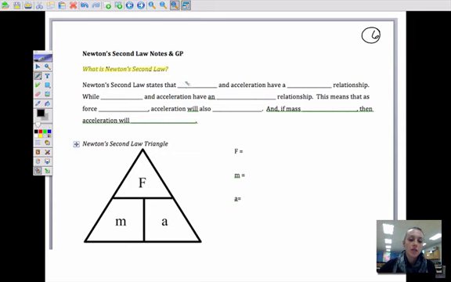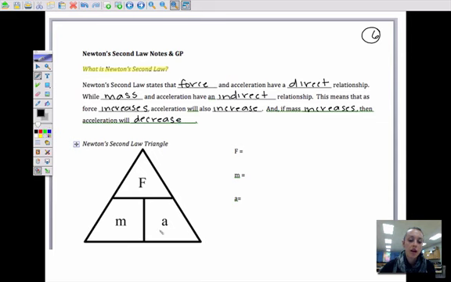Newton's second law states that force and acceleration have a direct relationship, while mass and acceleration have an indirect relationship. This means that as force increases, so if I push something harder or pull something harder, the acceleration of the object will also increase. But if the mass increases, it gets heavier, then the acceleration will decrease.